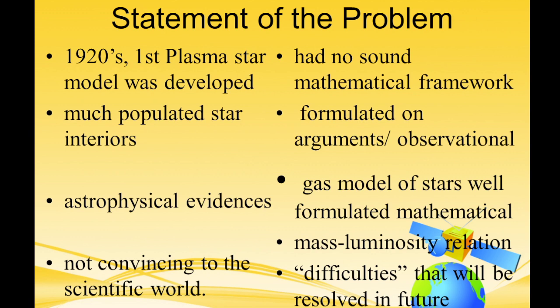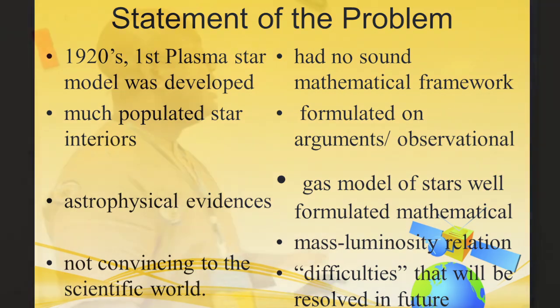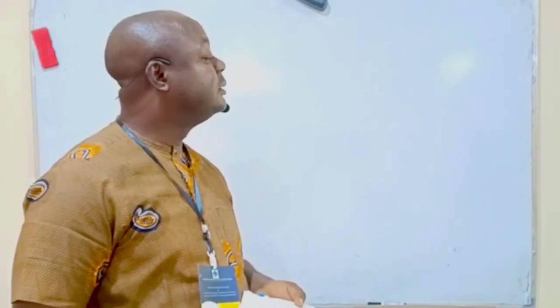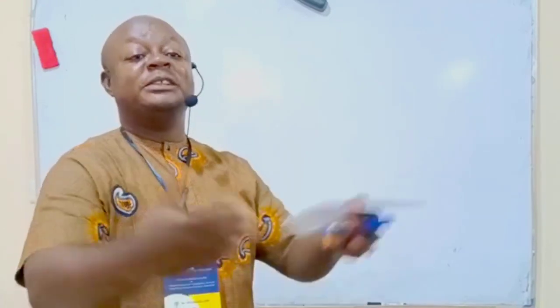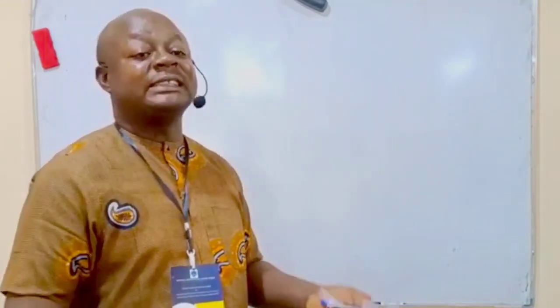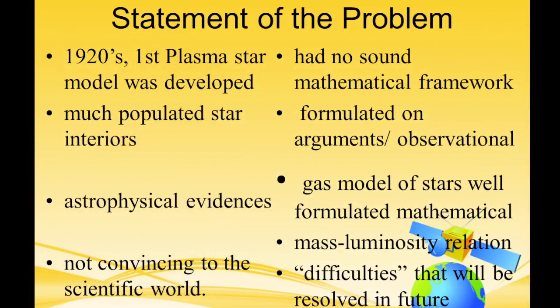Around the 1920s, the first plasma star model was developed. Okay, which assumed that a star has a much populated interior. That the interior is not only made up of gases, but there are other materials inside that make the inside more heavily populated. And actually there are astrophysical evidences to prove this. That the interior of stars is not only made up of gases.